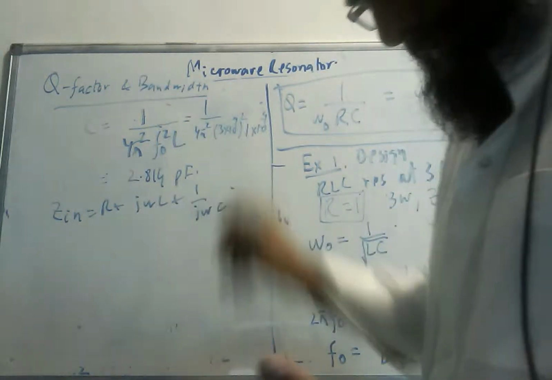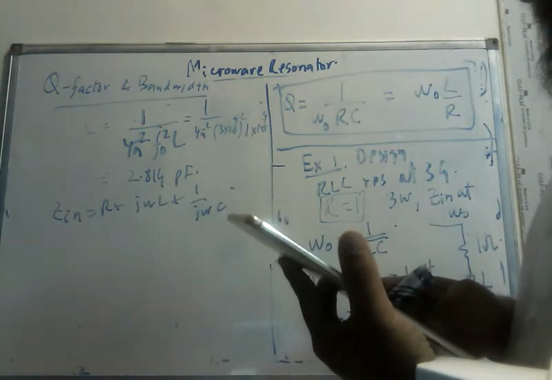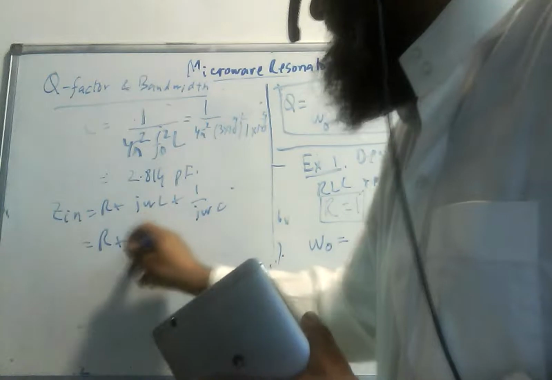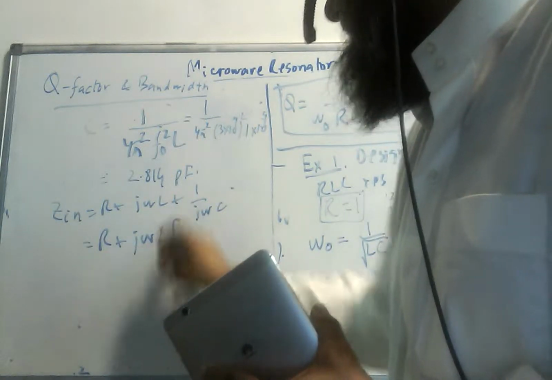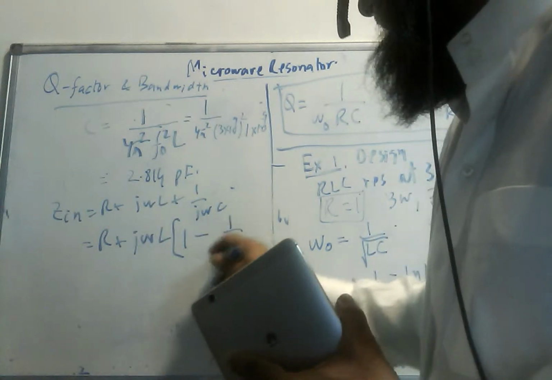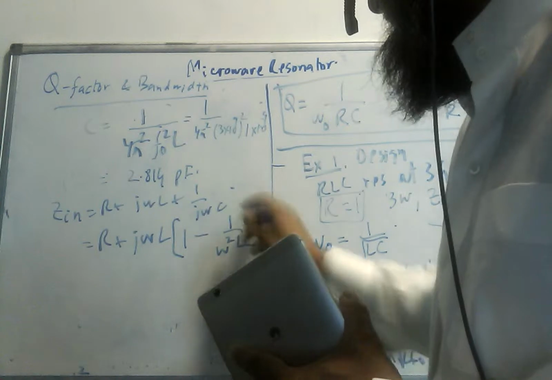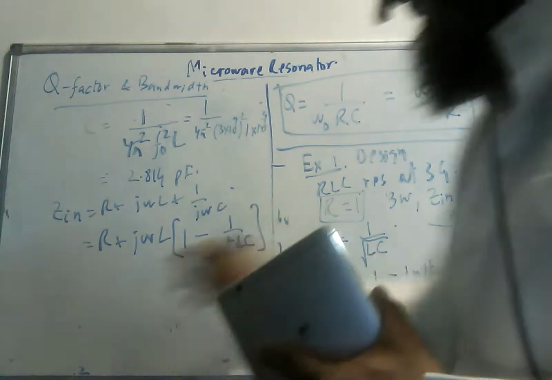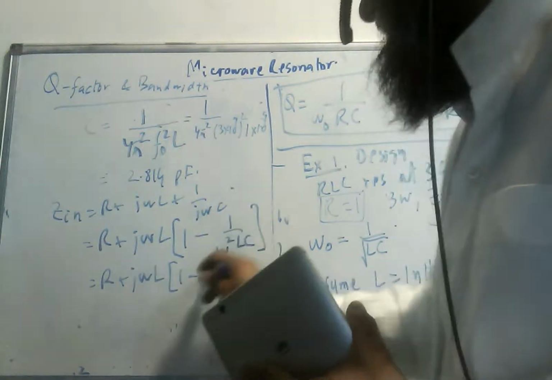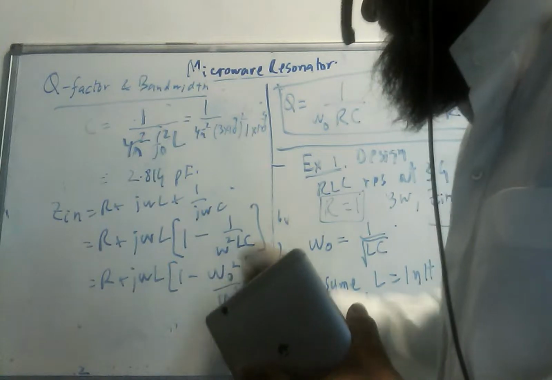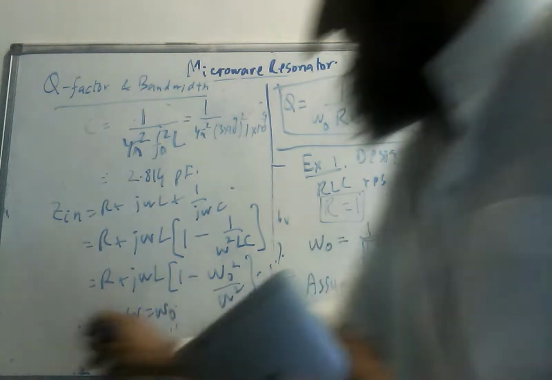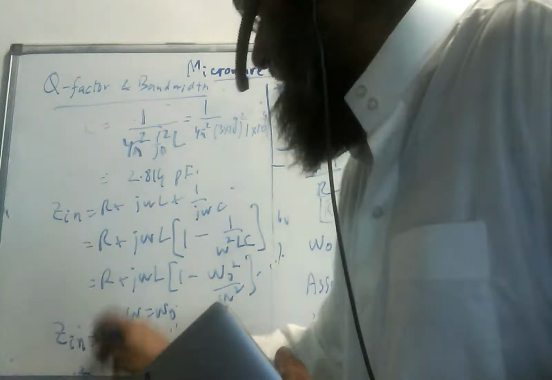Now at resonance, the input impedance is equal to R plus j omega L plus 1 over j omega C. I can take j omega L as a common factor. So here I will have 1 minus 1 over omega square LC. Now this is my resonant frequency square. So this will be R plus j omega L, 1 minus omega naught square divided by omega square. So when omega equals omega naught, this is 1. So 1 minus 1 is 0. So the input impedance is equal to R, equal to 1 ohm.